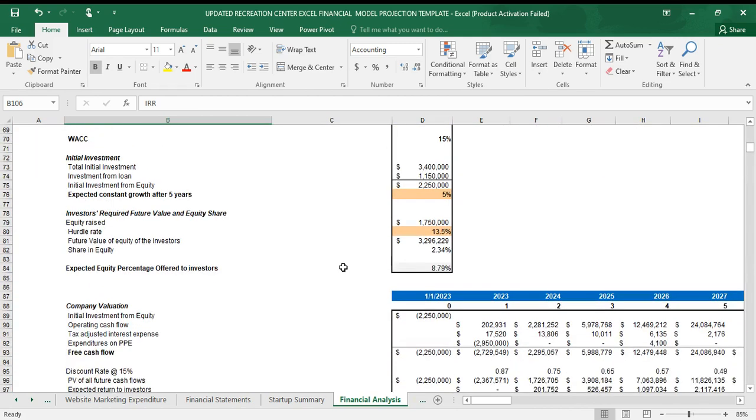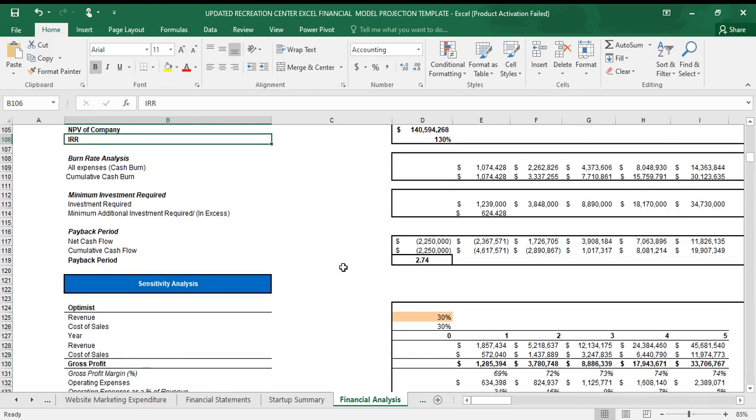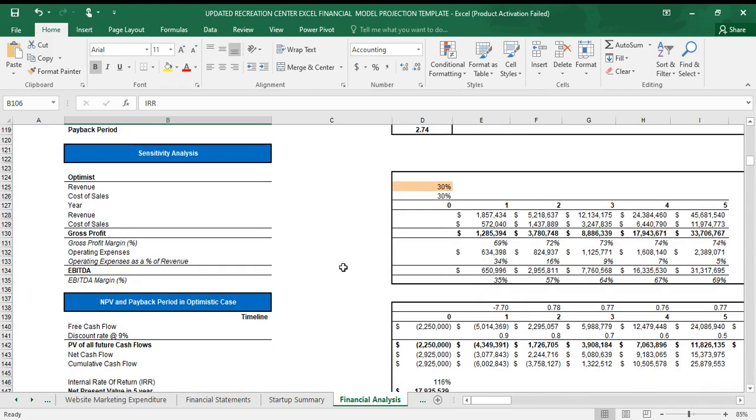Lastly, the sensitivity analysis. Here we have included sensitivity analysis for both pessimistic and optimistic cases.